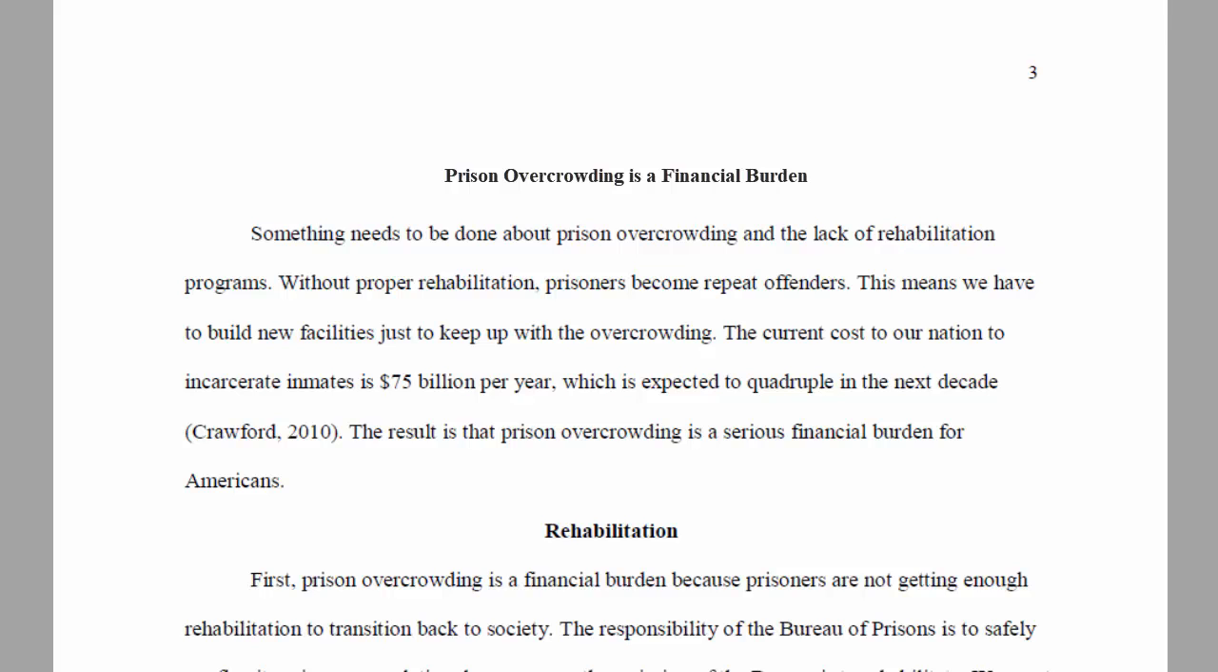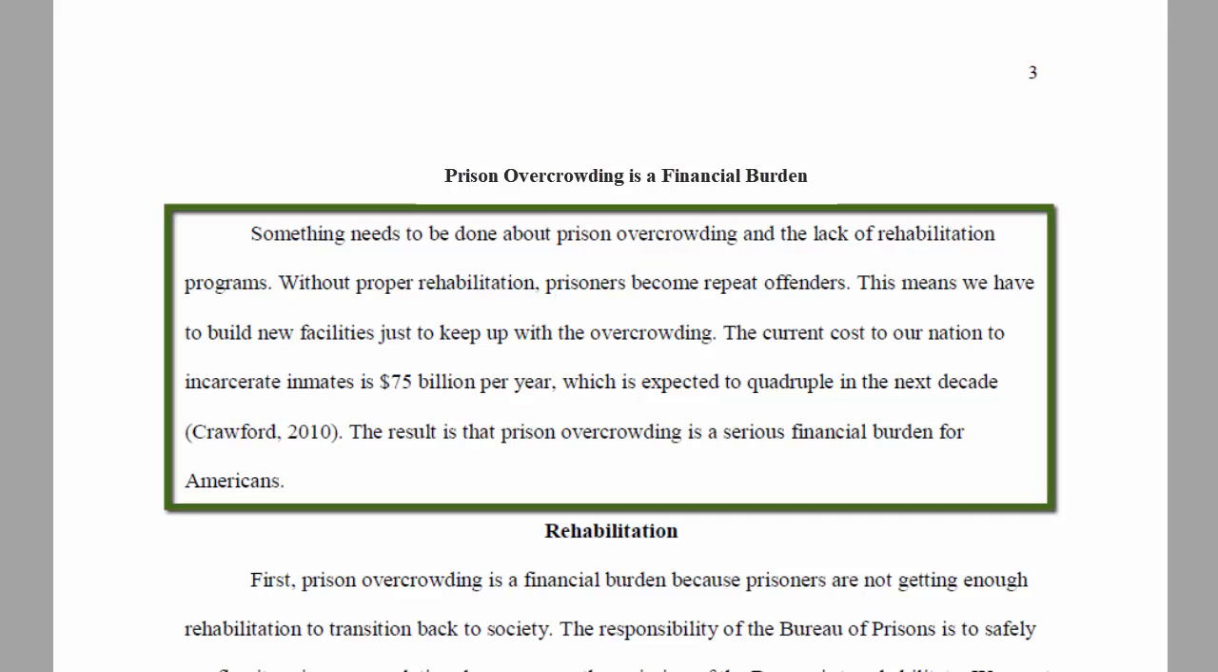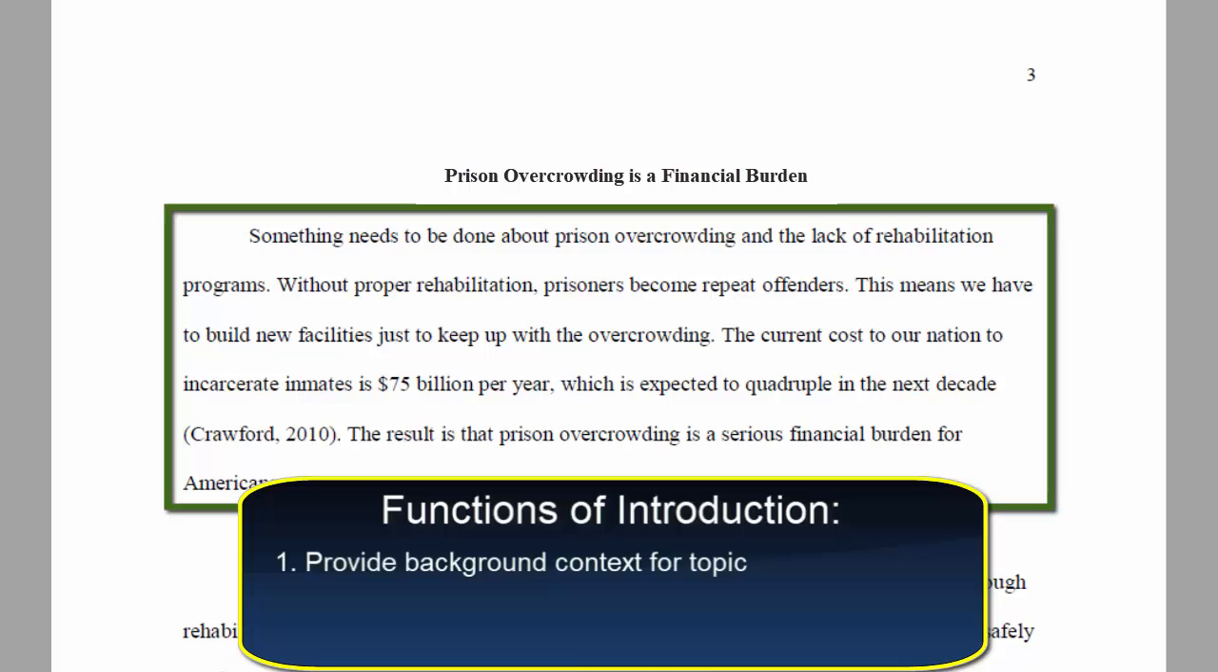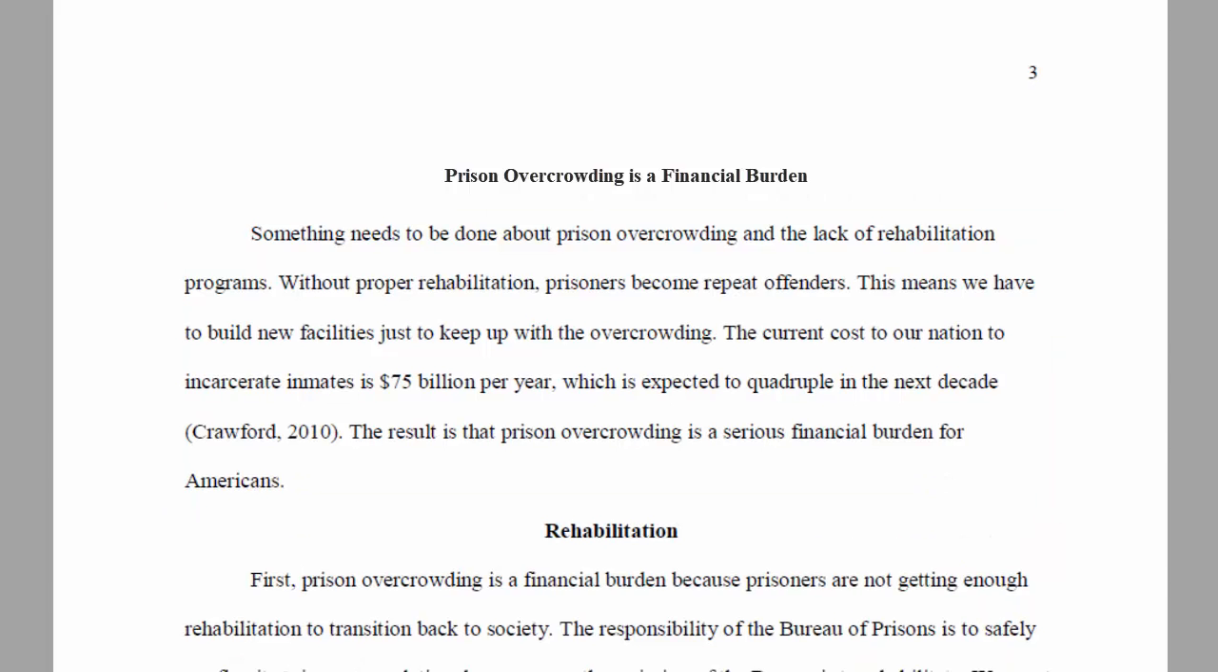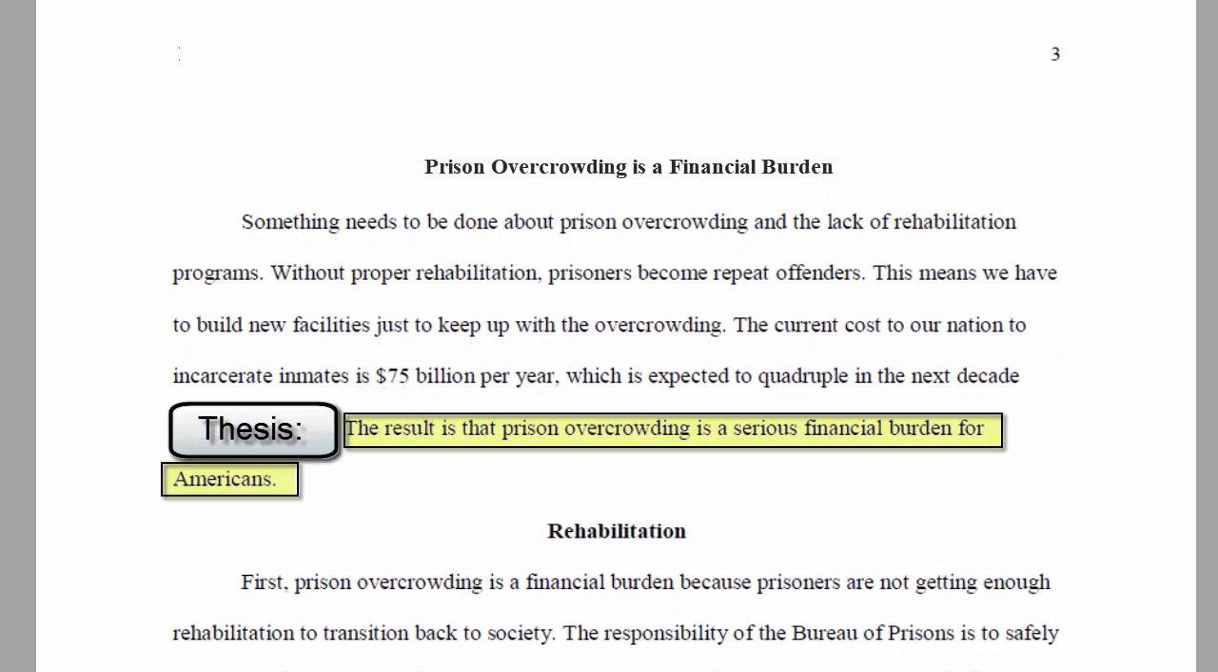Next comes the introduction paragraph itself, which serves several functions. It provides background context for the topic. It generates reader interest. But the primary goal of the introduction paragraph is to introduce the thesis, which should come at or near the end of the paragraph. Let's read Jane's thesis and examine how she led up to it.